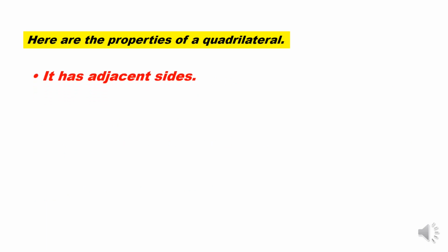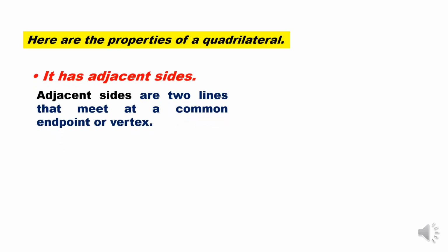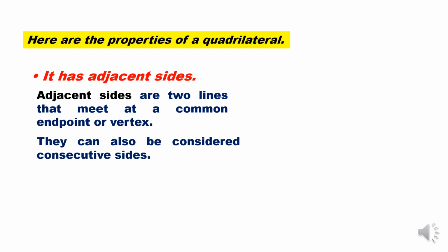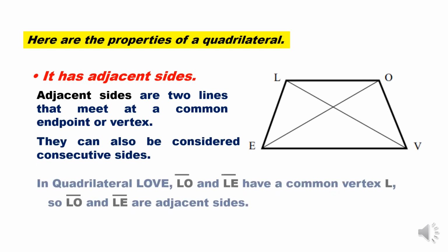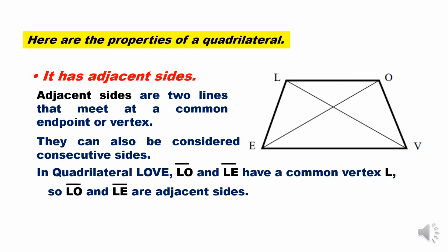It has adjacent sides. Adjacent sides are two lines that meet at a common endpoint or vertex. They can also be considered consecutive sides. In quadrilateral LOVE, line segment LO and line segment LE have a common vertex L. So, line segment LO and line segment LE are adjacent sides. Line segment OL and line segment OV are also adjacent sides.